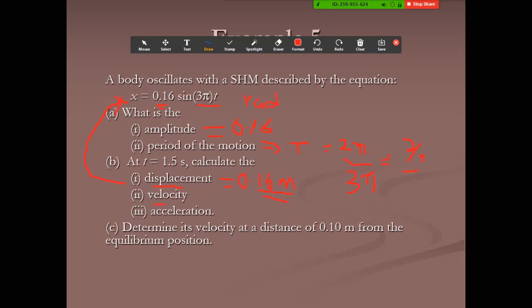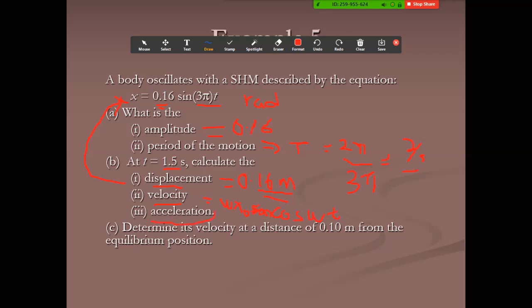Next, velocity. How do you find velocity at a given time? What formula do you use? You differentiate the sine and get cos. So it is omega x naught cos omega t, sorry, cos omega t, not sine. You put in all the values and you get the velocity.